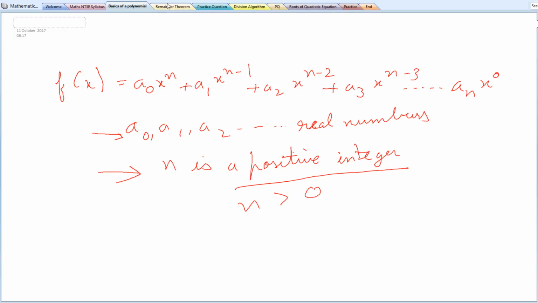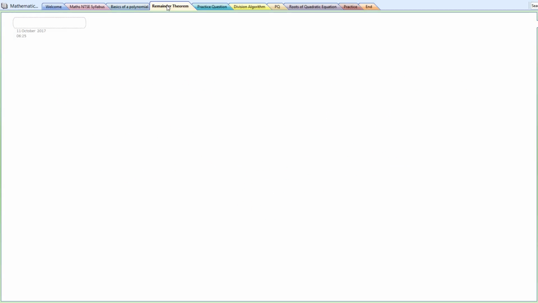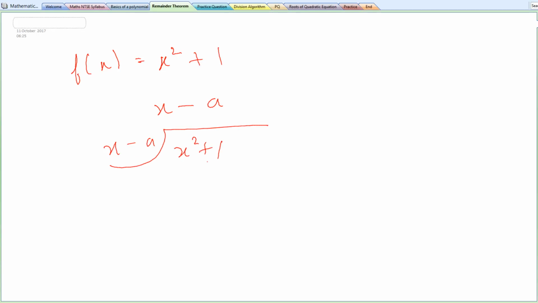Okay, let's move forward then. There is something called the remainder theorem in polynomials. For example, there is a polynomial, let's say x square plus 1, right? And I ask you, what will be the remainder if I divide it by, let's say, x minus a? What will be the remainder?